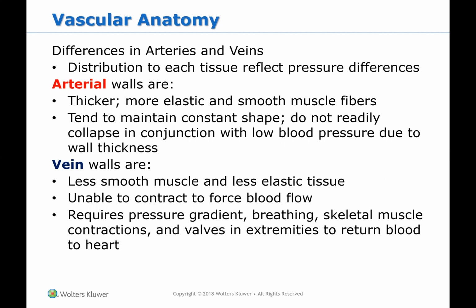As for the difference between arteries and veins, which is also important as you're getting started: artery walls are thicker and tend to maintain their constant shape, so they don't readily collapse. Vein walls, on the other hand, have less smooth muscle and less elastic tissue, so they can be collapsed easily if there's not a clot in them. They're unable to contract to force blood flow, and it requires a pressure gradient, breathing, and skeletal muscle contractions to move the blood. So it's more of a slow flow, while the artery has more of a hard pressure flow.